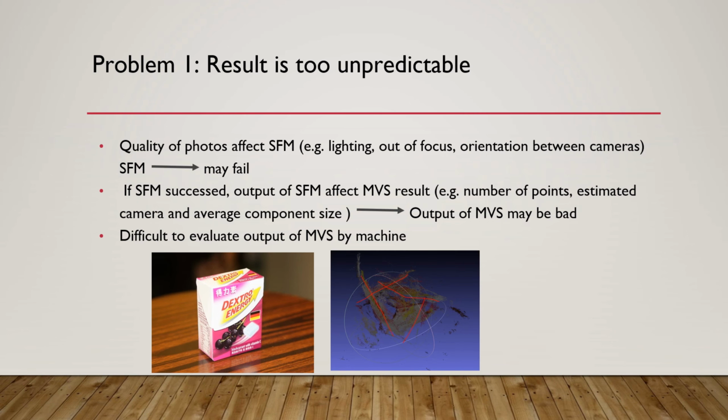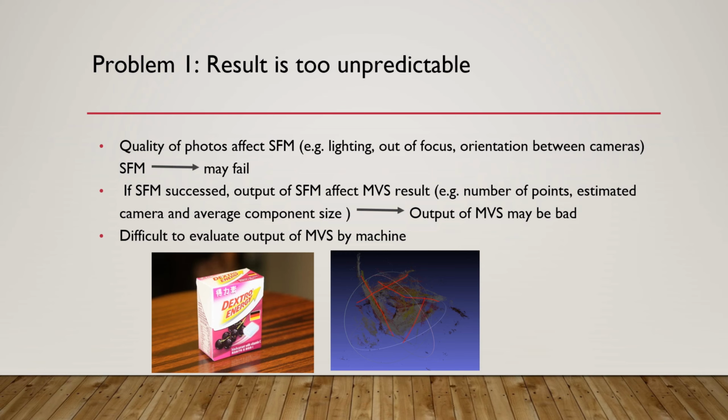Testing, we are facing two main problems. First one, the result is too unpredictable. As mentioned above, the first step of SFM is to extract features and then compare them with other images. The lighting difference and out of focus seriously damage feature extraction.